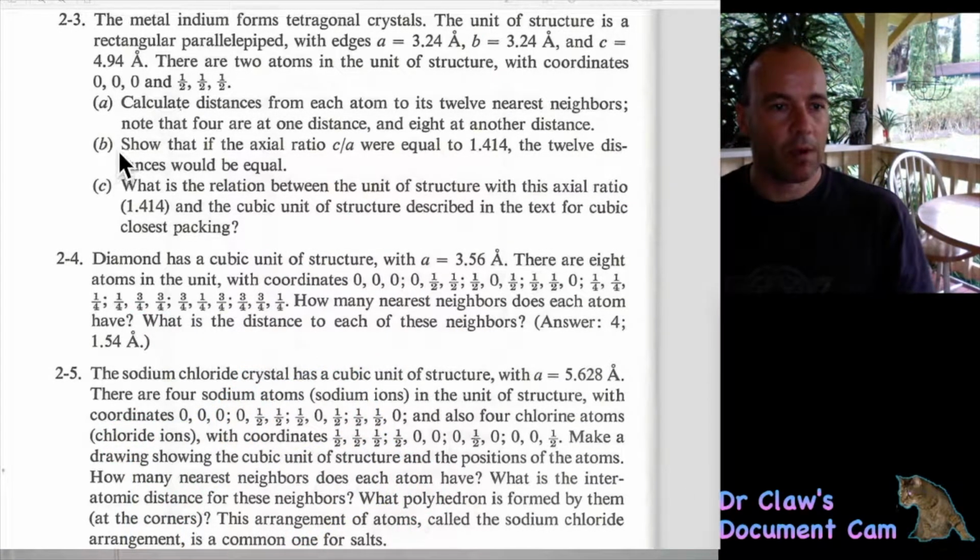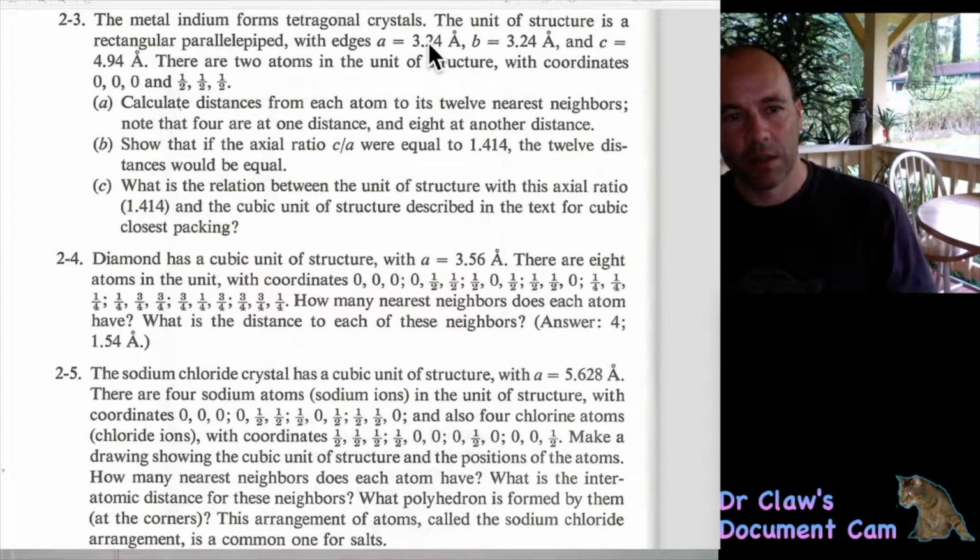Okay, looking at part B, it says, show that if the axial ratio C over A were equal to 1.414, that's the square root of 2, the 12 distances would be equal. Okay, so that's a little bit different ratio than what's in part A. In part A, 4.94 over 3.24 is a little bit bigger than the square root of 2.